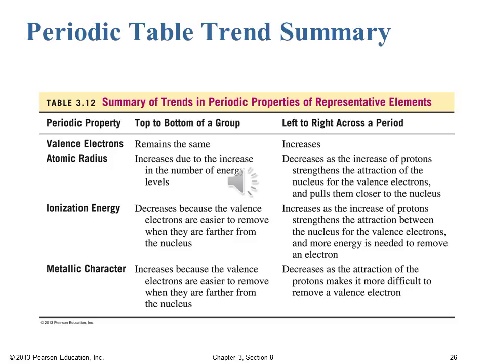Finally, for metallic character, as we go from top down, it increases again, just like atomic radius, because the electrons are more easily removed. And then finally, as we go from left to right, metallic character decreases. We move from the metals on the left-hand side of the periodic table through to the nonmetals on the right-hand side because those electrons are more tightly held and less likely to be lost. And therefore, since metals tend to be elements that readily lose electrons, elements that want to hold their electrons tightly are very low in metallic character.